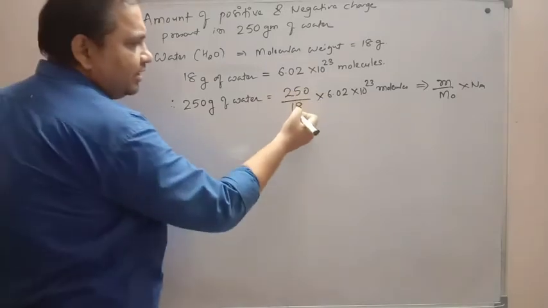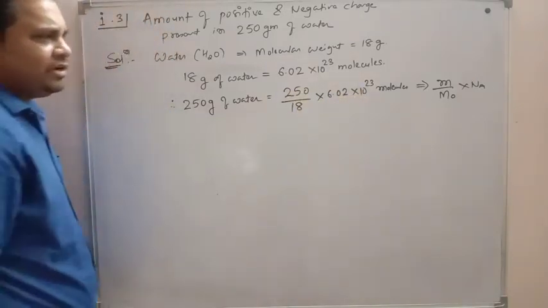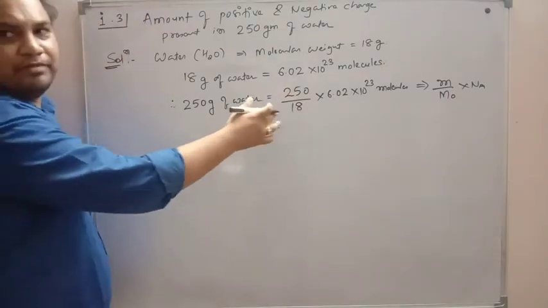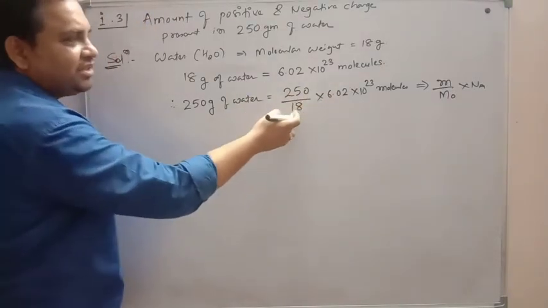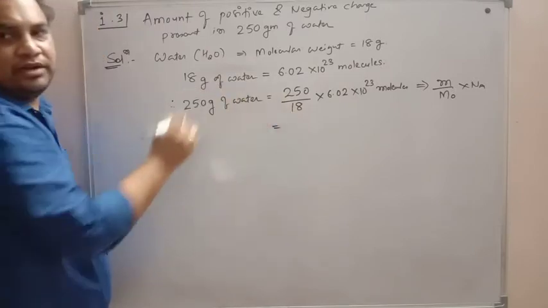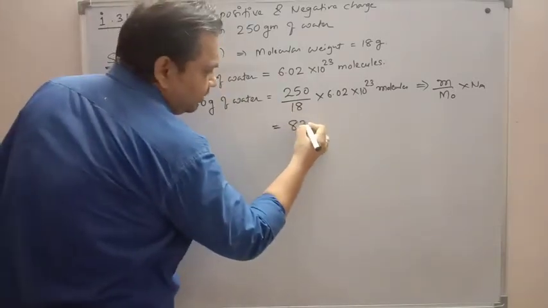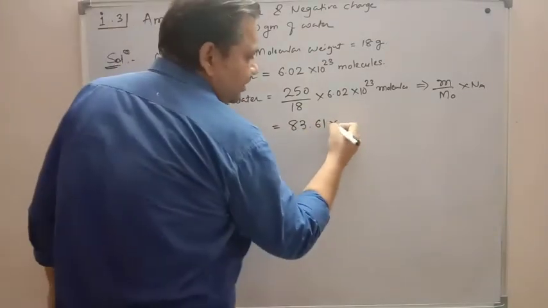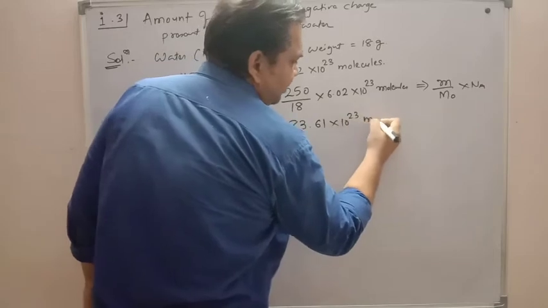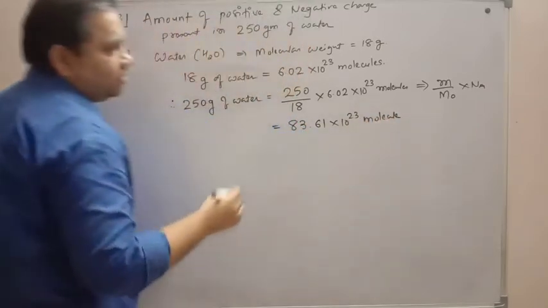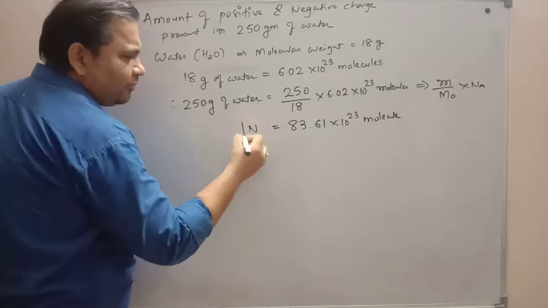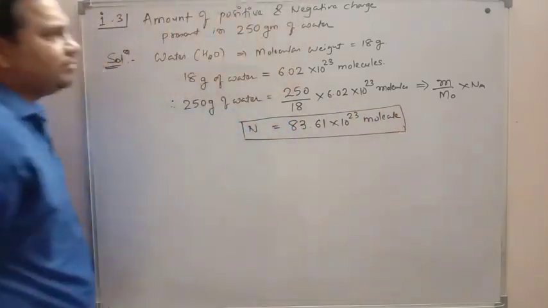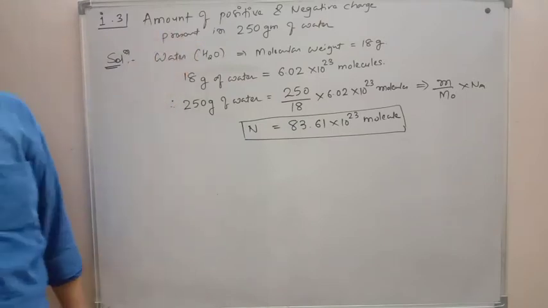Now 250 divided by 18 into 10 power 23. You can easily calculate it manually. 6 3 is 18 and 250 divided by 3 comes out to be 83.61 nearly, into 10 power 23 molecules. So these are the number of molecules present within 250 gram of water.